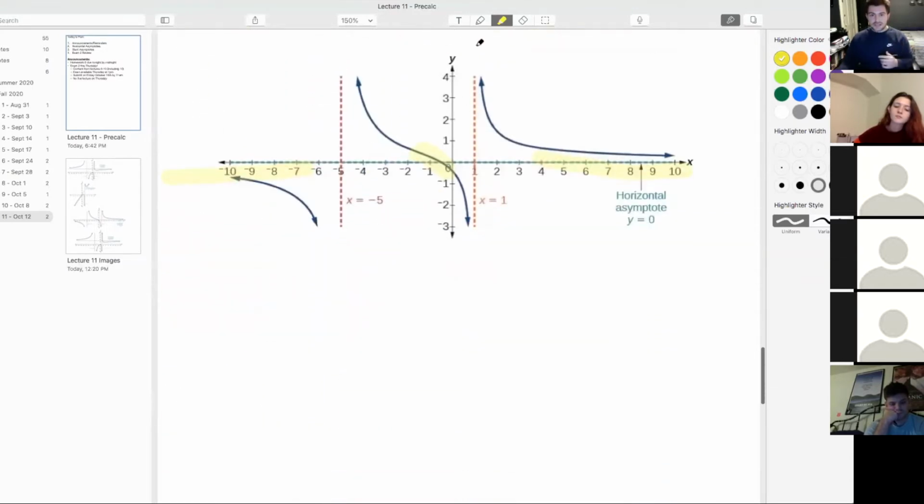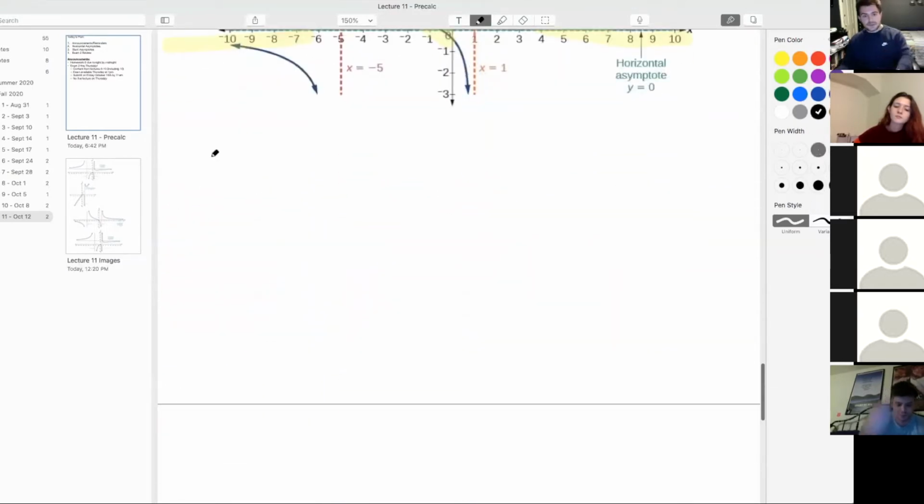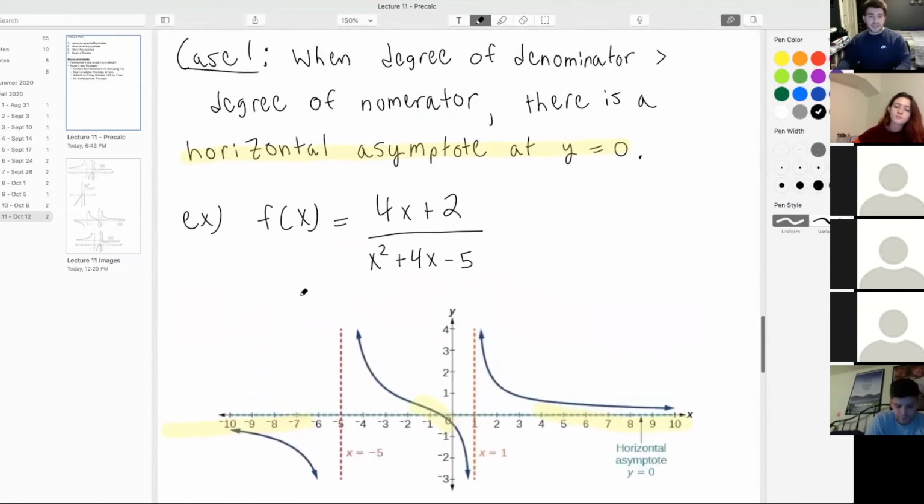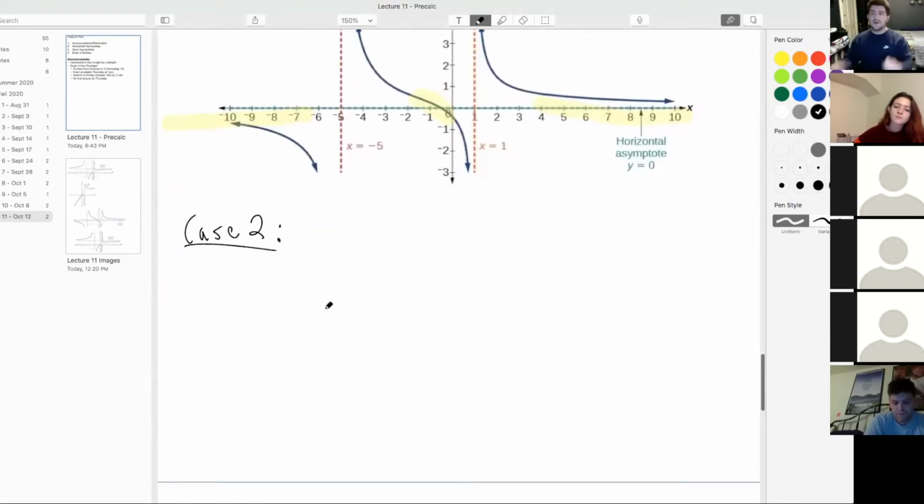Now let's look at case 2. There's going to be 3 cases. So we just did when the degree of the denominator is greater than the numerator. How about when the degrees are equal? What happens when the degrees are equal? So case 2 is just that.